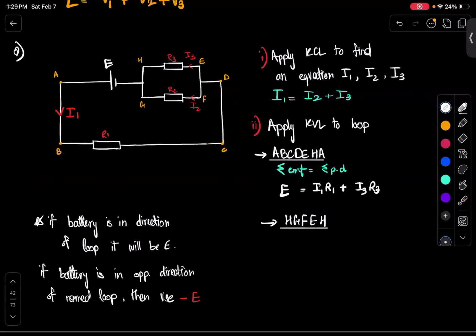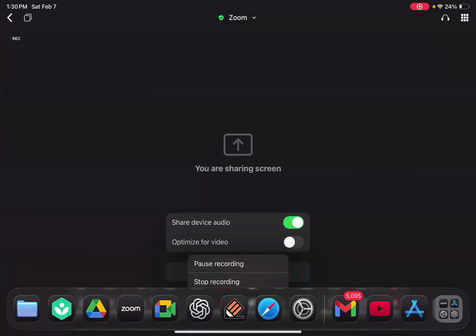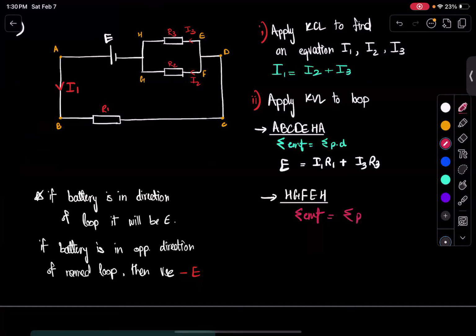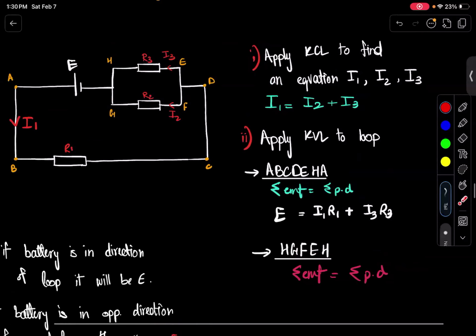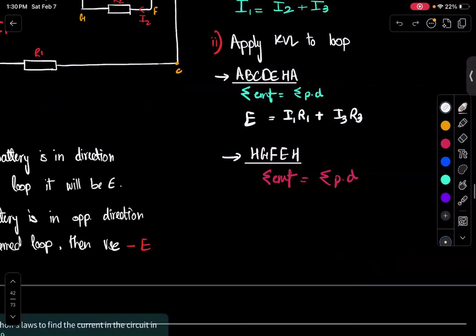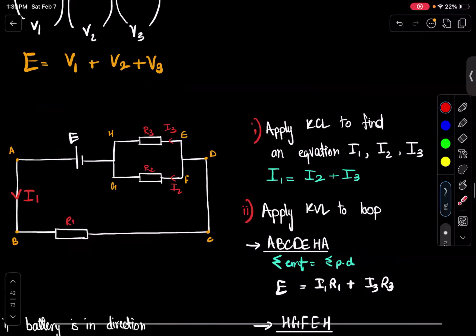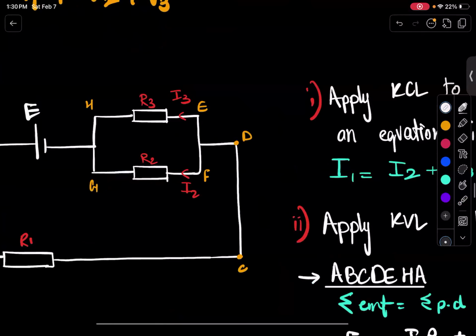Again, write down sum of EMFs is equal to sum of potential drops, right? Now, what is the sum of EMFs in this loop? Do we notice any batteries in the loop? I don't, which means that EMF is actually going to be zero in this case. Do we notice any potential drops? I do, I2 R2.